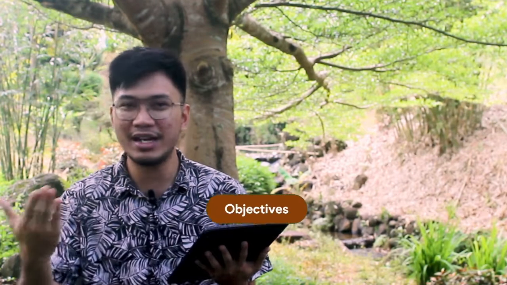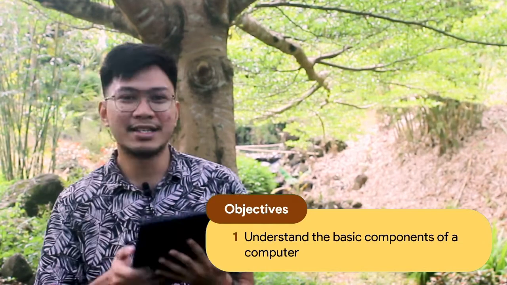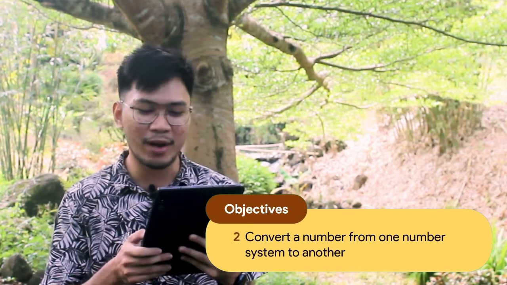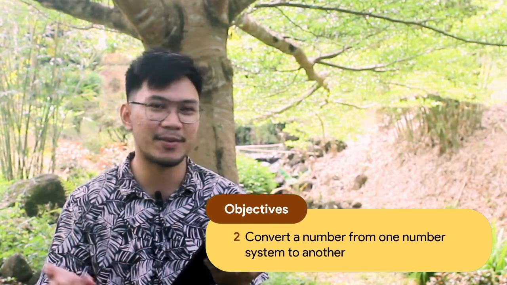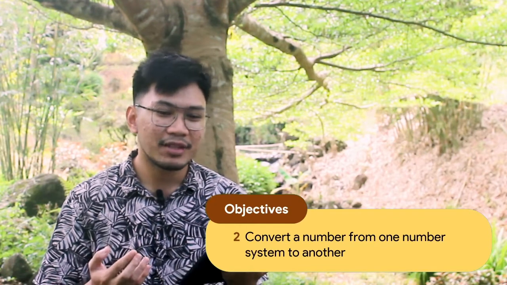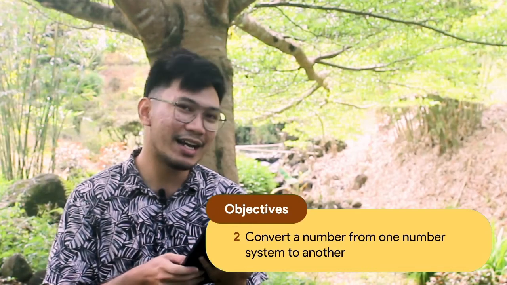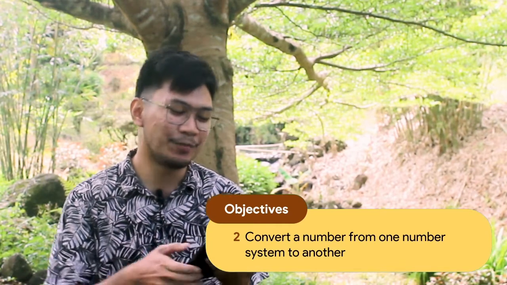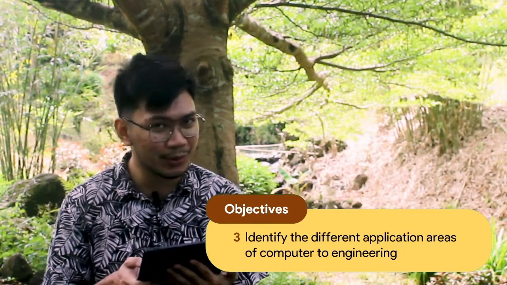For this lesson, as we end this lesson today, we will aim that you will understand the basic components of a computer. Second is to convert a number from one system to another. We have here numbers and they represent something, and our goal is to convert it into another something. Okay? And we will understand what that something is later. And also to identify the different application areas of computer in engineering. Okay, so those are the objectives for this lesson.